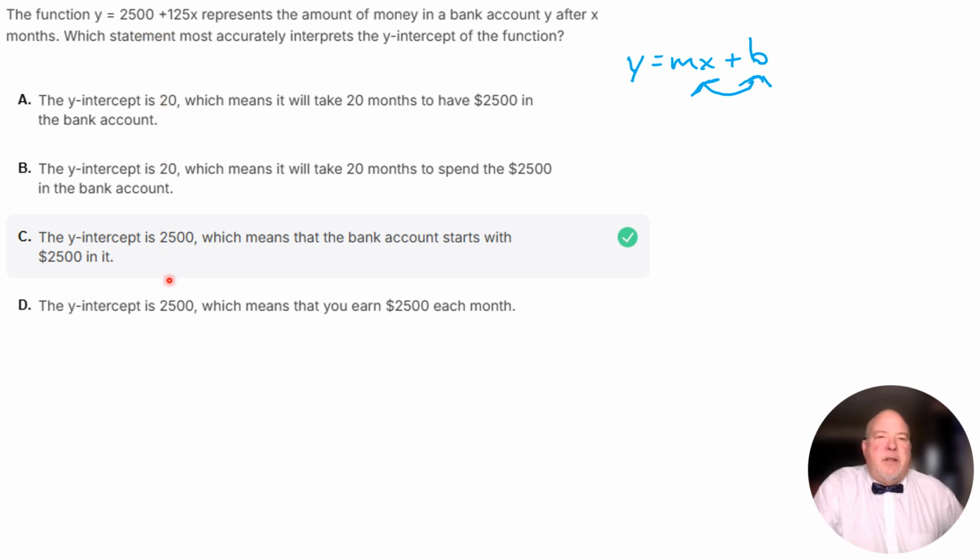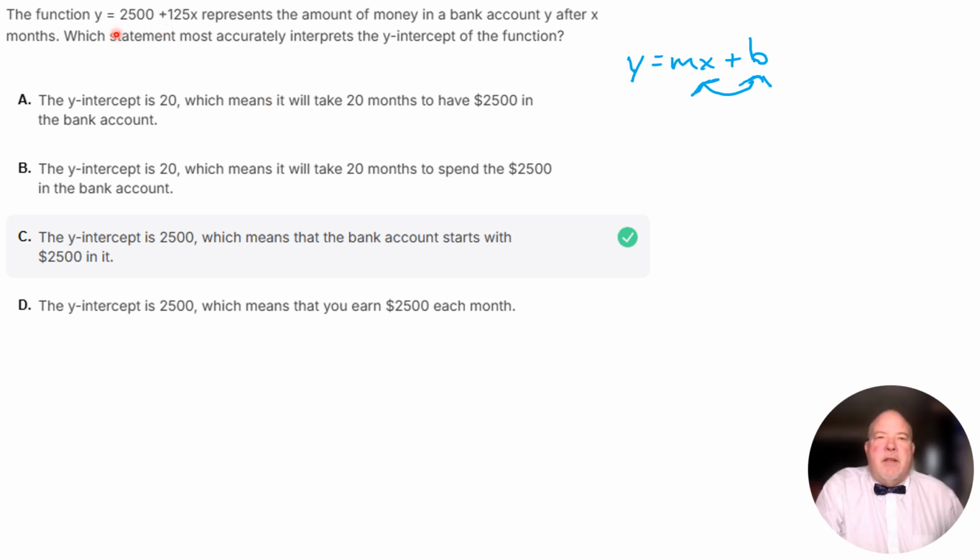So if we look at the choices here, A and B say the y-intercept's 20. That's not correct. C and D say the y-intercept is 2,500. So then C says that means that the bank account starts with 2,500 in it. D says means that you earn $2,500 each month.